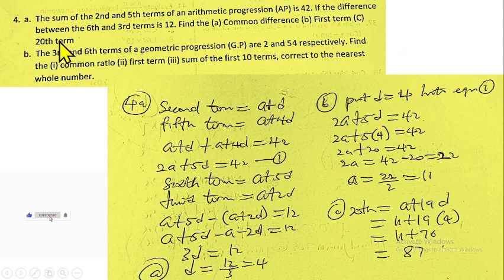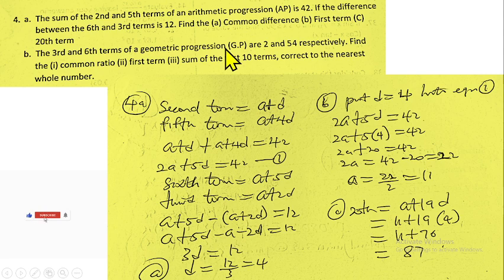So we have to find the 28th term of the sequence. The 28th term of an AP is a plus 27d. So a is 11, plus 27 times d, where d is 4. So 27 times 4 gives us 108. 108 plus 11 gives us 119. So that's for question number 4a.